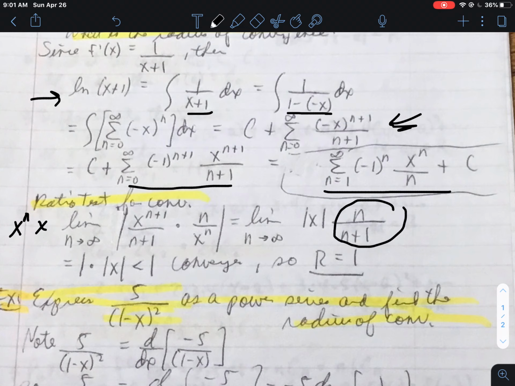We've done that enough times by now, we should know that. So this limit would be equal to absolute value of x. Now again, we know that this converges when absolute value of x is less than 1.